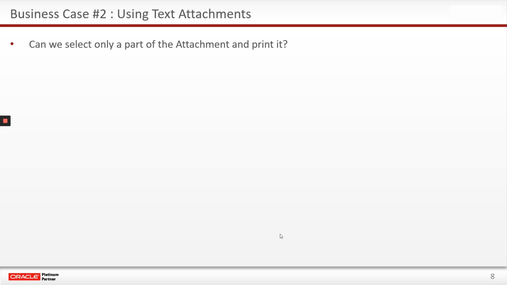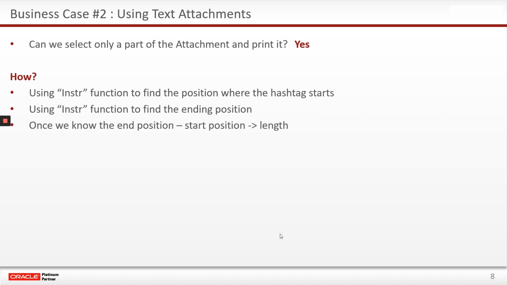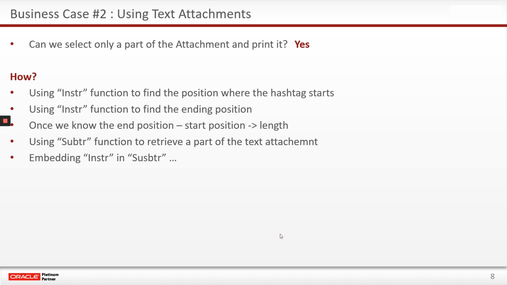So now the question is, as we have multiple notes on one single attachment, can we select just a part of the attachment and print it? Yes, that's something you can do with BI Publisher. How? Well, we will have to use the instring function to find the position where the hashtag starts, and also where the position ends. As we know the ending position and the start position, we can calculate the length. We will also use the substring function to retrieve the part of the text that we want. And we will have to embed the instring function into the substring function.